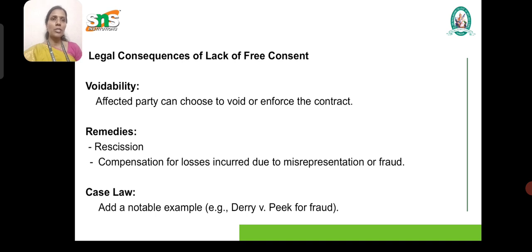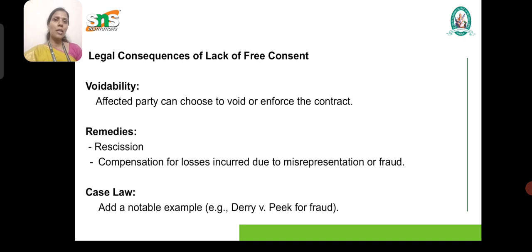Next one is enforce the contract. We cannot enforce the contract against the particular person or the group. Next one is reminders. Coercion and misrepresentation or fraud consent are included in these reminders. Next one is case law.